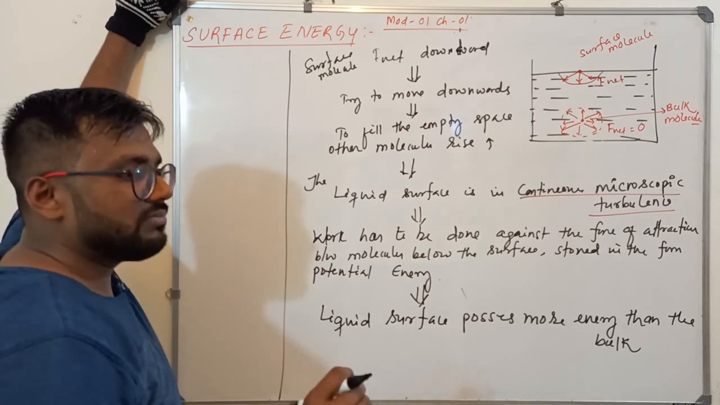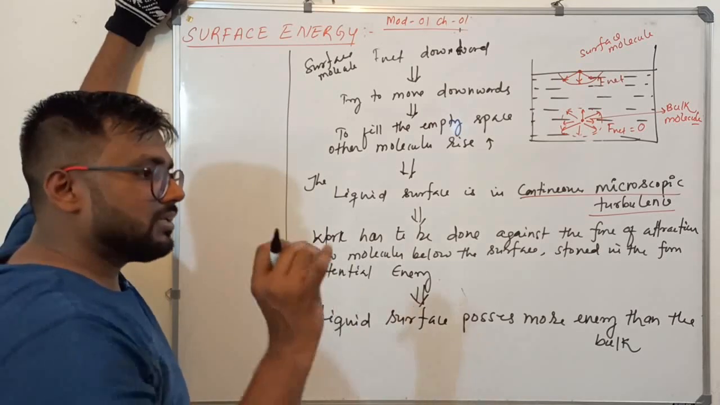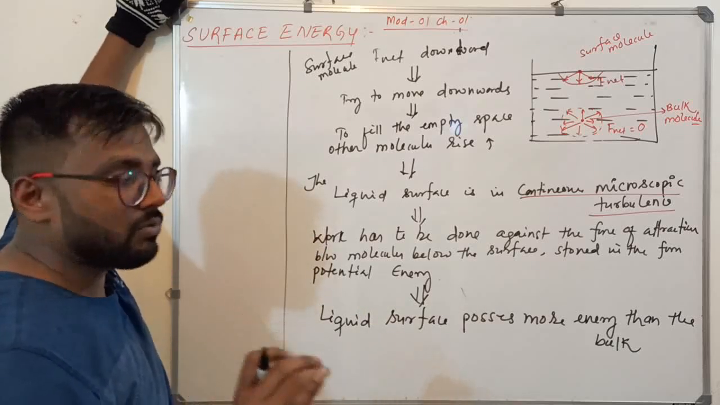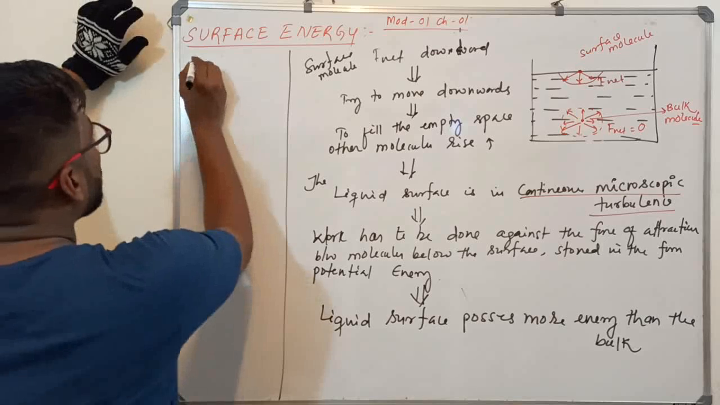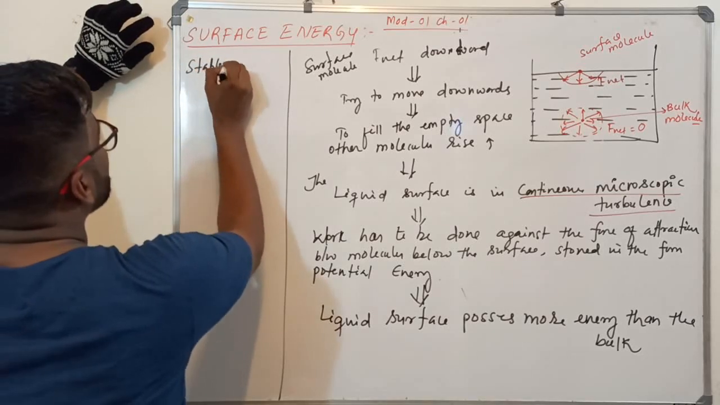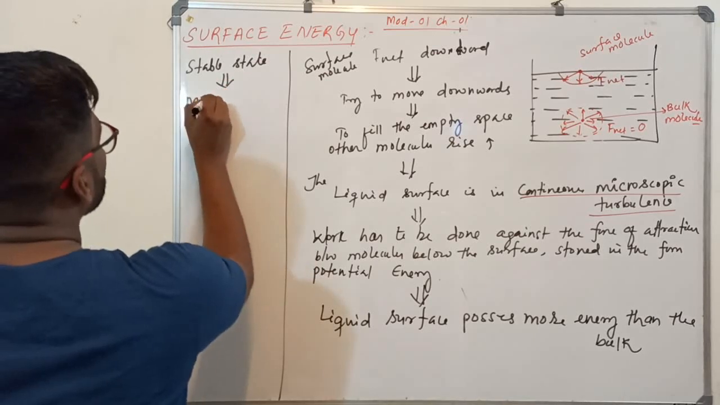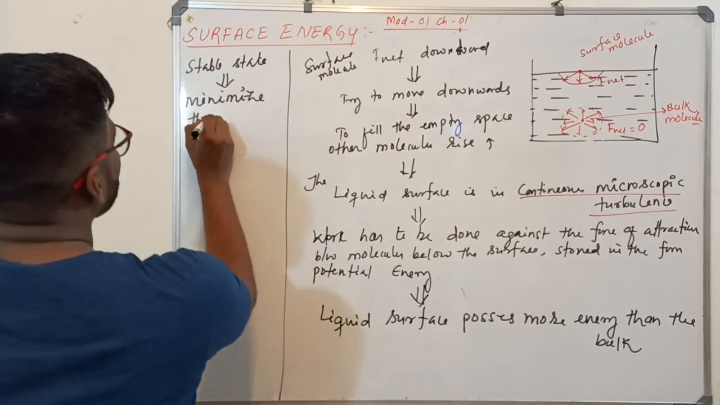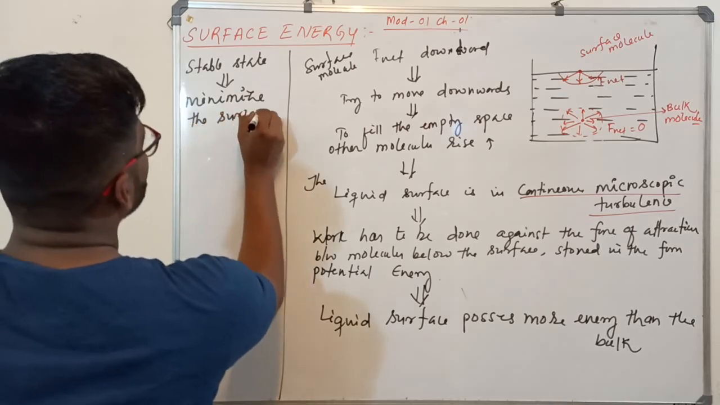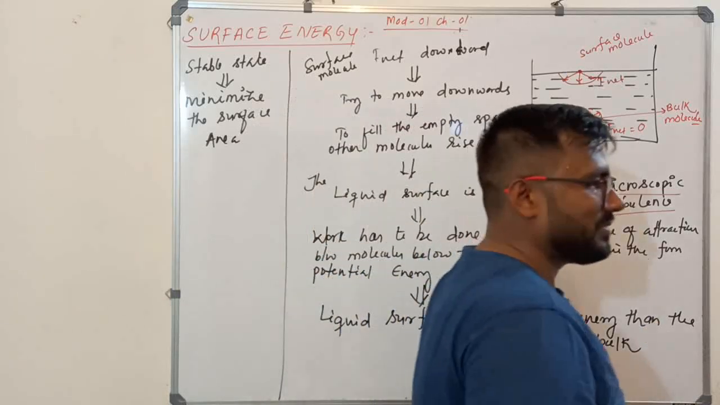Every molecule, everything in this universe tries to be as stable as possible. Correct? They want to be stable. The molecule wants to attain a stable state. In order to attain the stable state, what do they have to do? They have to minimize the surface area. Interesting, isn't it?